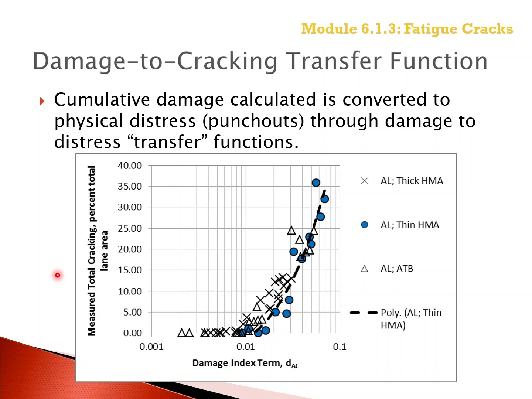The bottom-up fatigue damage, the cumulative bottom-up fatigue damage at the bottom of the asphalt layer, is calculated and then converted to a physical distress, percent total lane area of bottom-up fatigue damage, through the distress to damage transfer function, or the calibrated distress to damage transfer function.